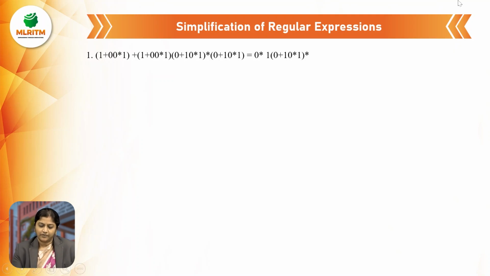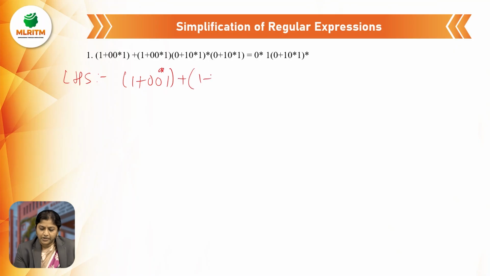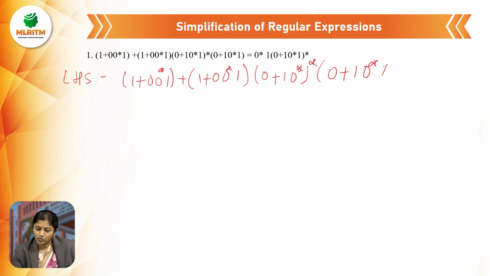Okay, first let us take the LHS. That is 1 plus 00 star 1 plus (1 plus 00 star 1)(0 plus 10) whole star 1 whole star (0 plus 10) whole star 1. Okay, this is the LHS and we need to prove that it is equal to the RHS using identities. Okay, let us solve now.